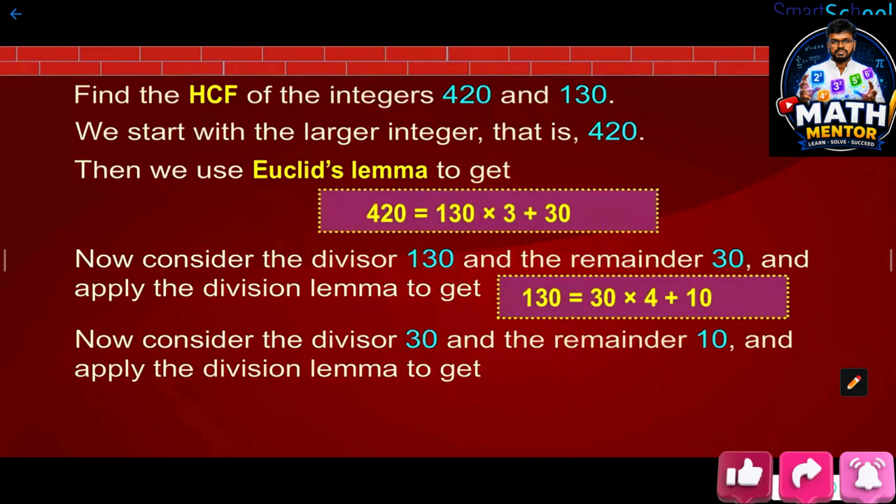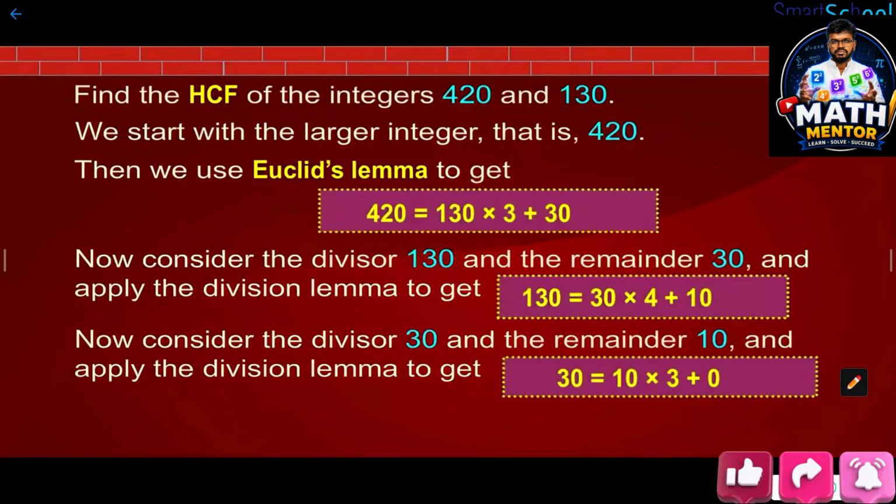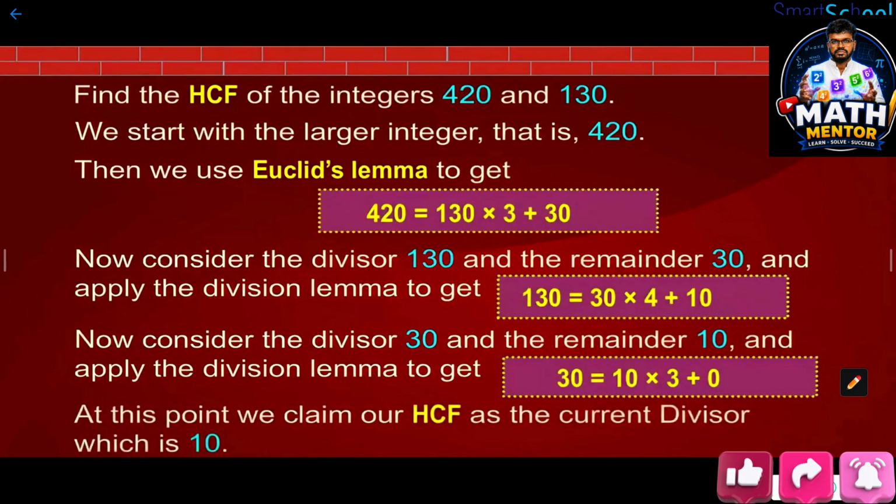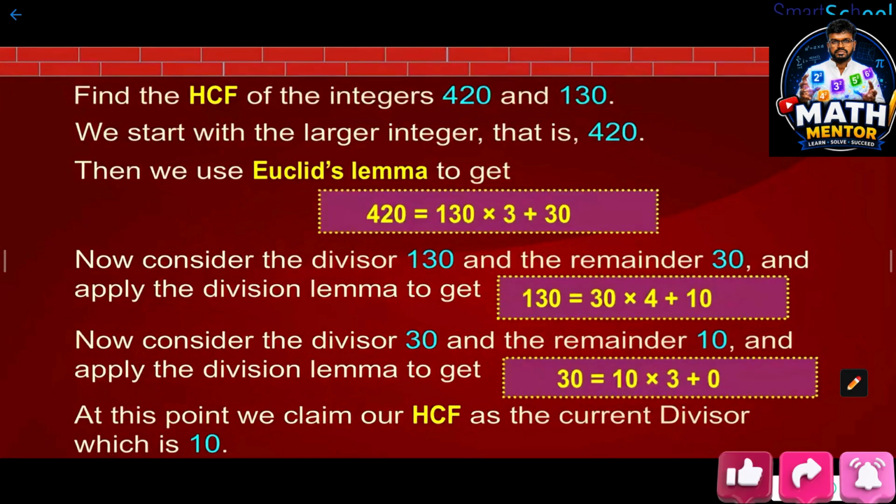Now consider the previous divisor 30 as the dividend and the previous remainder 10 as the divisor, and apply the division lemma to get 30 is equal to 10 into 3 plus 0. Notice that the remainder has become 0. As soon as the remainder becomes 0, we will stop the algorithm. At this point, we claim our HCF as the current divisor, which is 10. Therefore, the HCF of the integers 420 and 130 is 10.